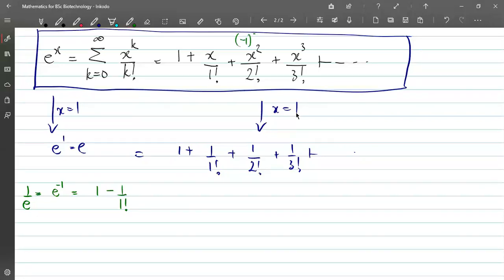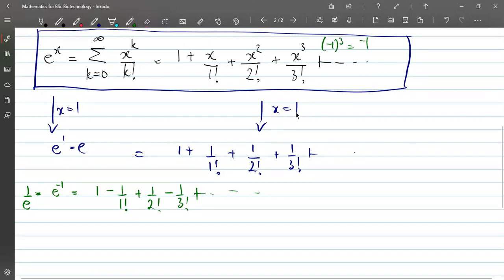Minus 1 square upon 2 factorial. So that is plus 1 upon 2 factorial. Third term is minus 1 cube upon 3 factorial. Minus 1 cube is minus 1. So this will be minus 1 upon 3 factorial, and so on.